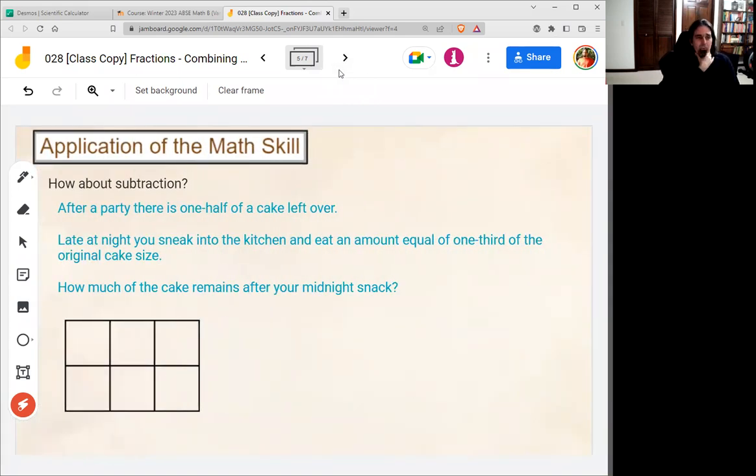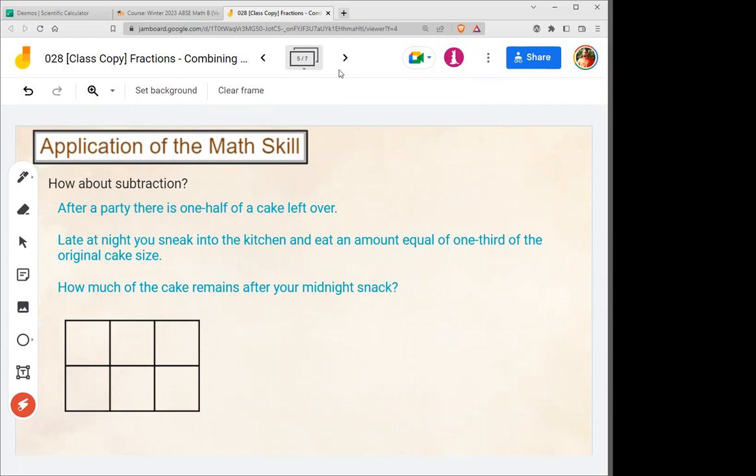How about subtraction? You do this one. After a party, there's half of a cake left over. And then late at night, you sneak into the kitchen, and what you eat is a third of the original cake size. How much remains? You shade it or tell me what to draw. So there should be 2 squares left.